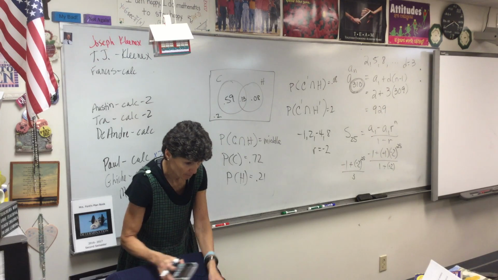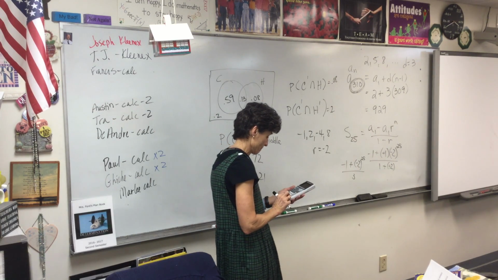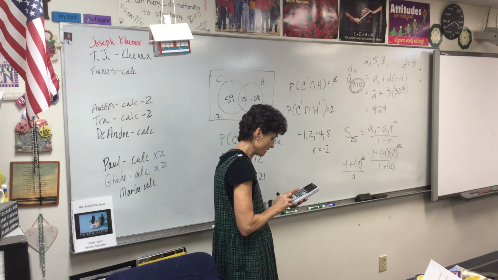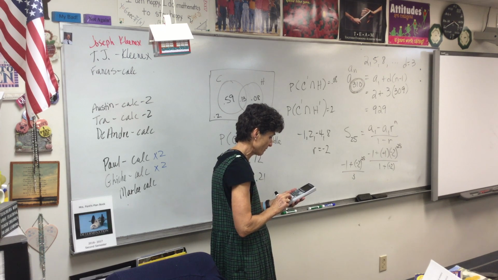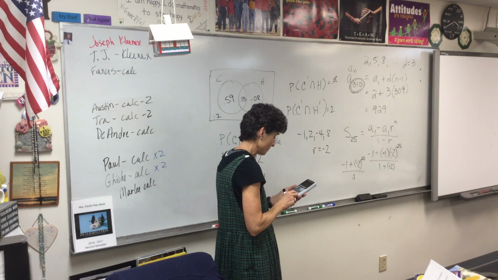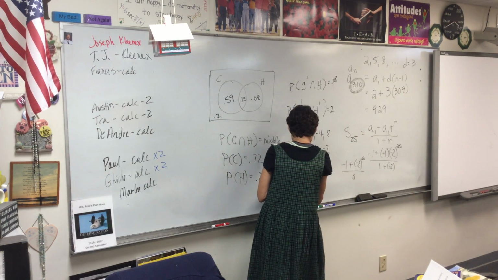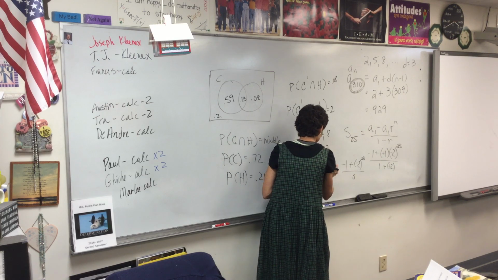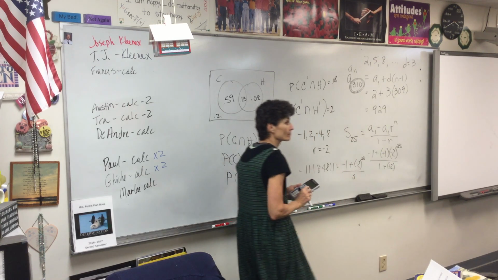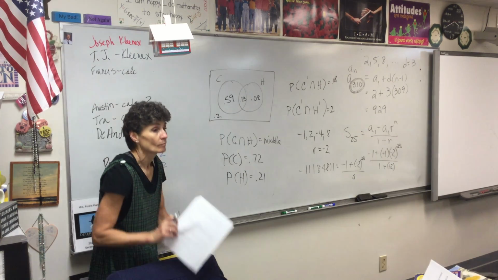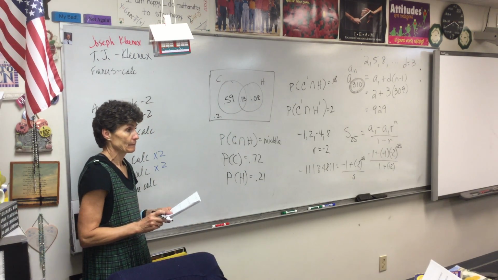It's going to be a big number. -1 plus parentheses -2 raised to the 25th divided by 3. I got -111,848,11. You okay?